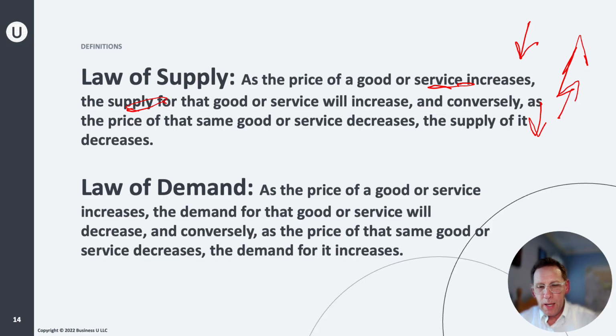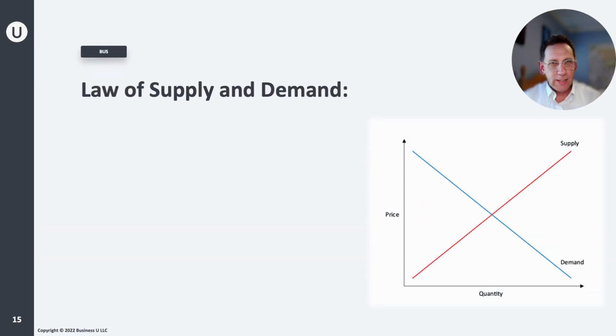Now, the law of demand says that as the price of a good or service increases, then the demand for that good or service will also increase. Or sorry, take that back. As the price of a good or service increases, then the demand tends to go down. Sorry, I said that wrong the first time. I need to correct myself on that. So as the price goes up, the demand goes down. Conversely, if the price of that same good goes down, then the demand goes up. Okay, that's kind of how it works.